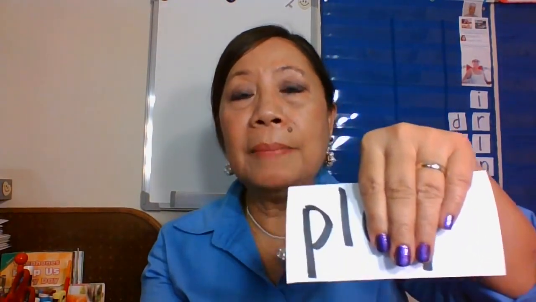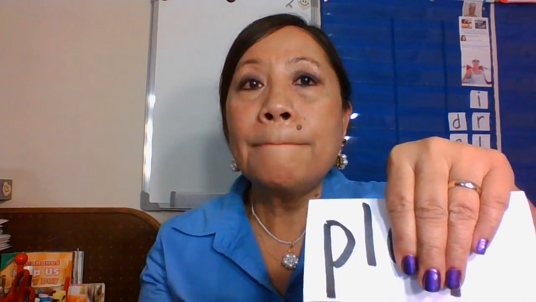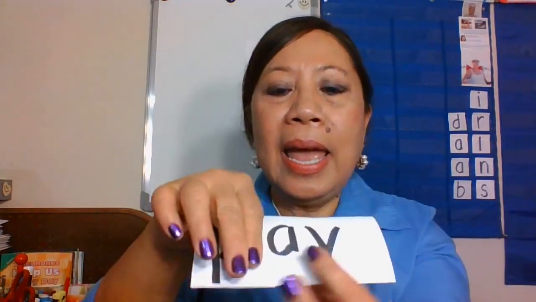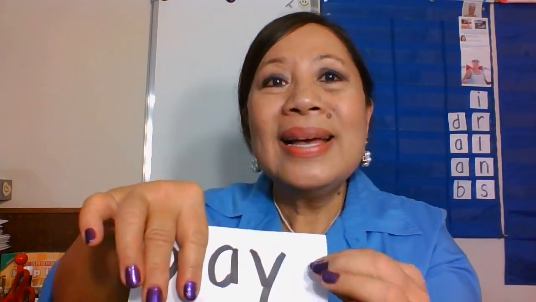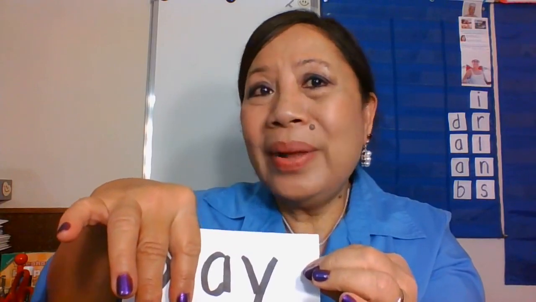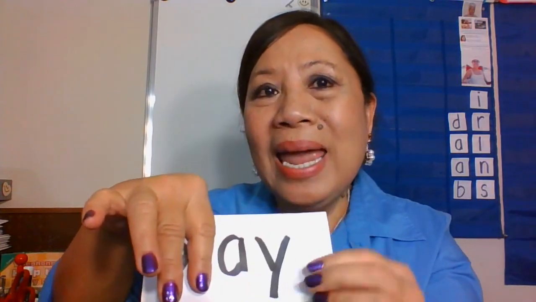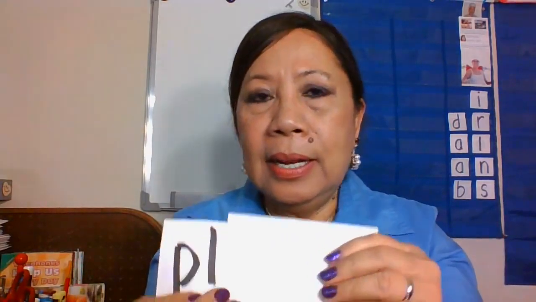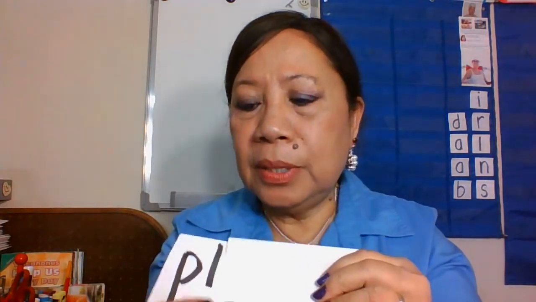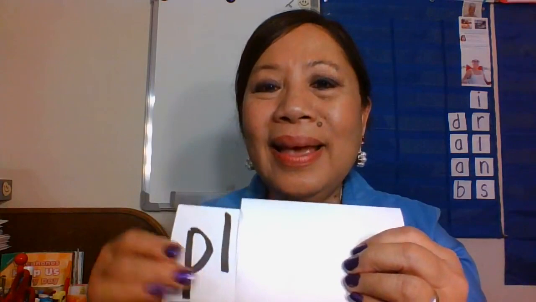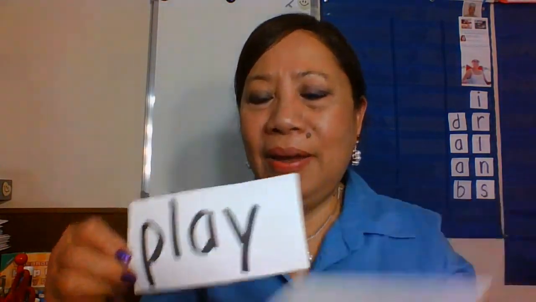Play. This is a consonant blend. PL, pl, pl. And A and Y makes it like long vowel A, play. Now let's put the sounds together. Pull, A, play. Very good job. All right, now we're done sounding it out.